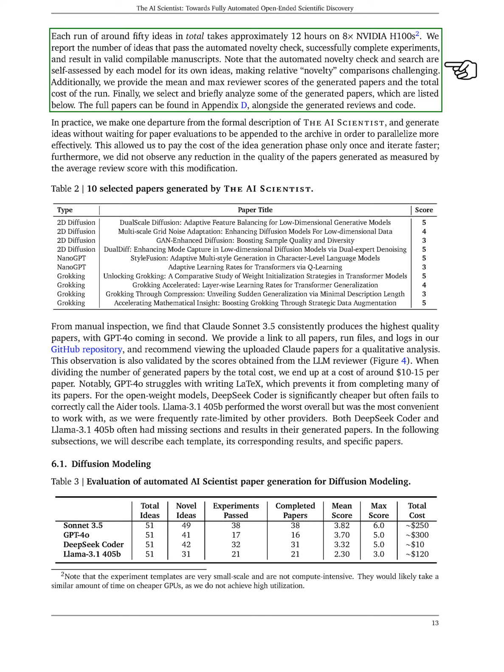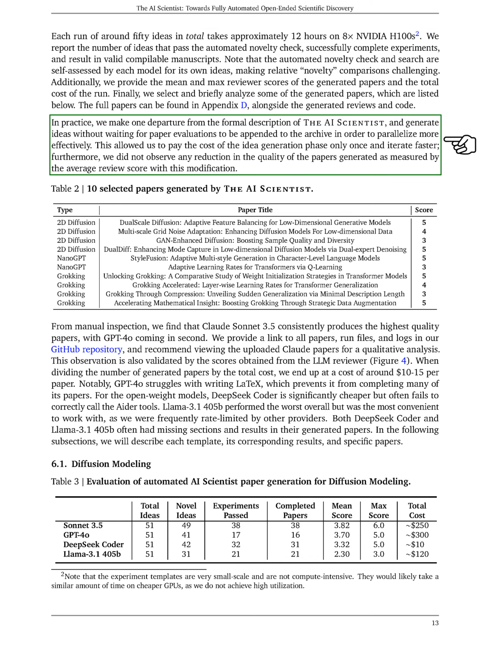Each run, which generates around 50 ideas, takes about 12 hours using 8 NVIDIA H100s. We track how many ideas pass an automated novelty check, complete experiments successfully, and result in valid compilable manuscripts. It's important to note that the novelty check is self-assessed by each model, making it difficult to compare relative novelty. We also report the average and maximum reviewer scores for the generated papers and the total cost of each run. We select and analyze some of the generated papers, which are listed below, and the full papers, along with reviews and code, can be found in our appendix.